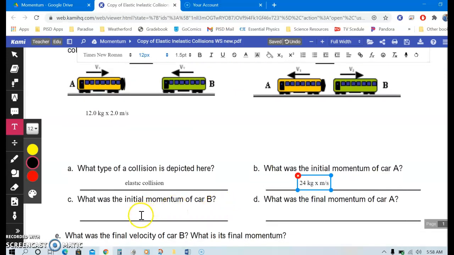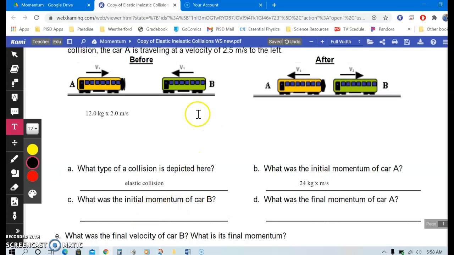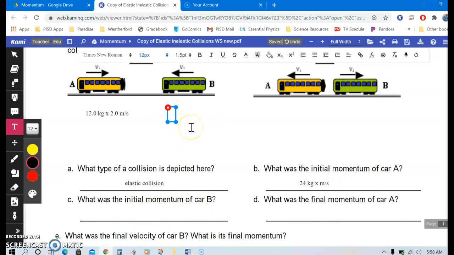All right, now car B was going to be 12 kilograms again. 12 kilograms times its speed, which is 3.0 meters per second. All right, but it's going to the left. Whoops. First of all, that's not O, that was a O. And it is negative because it's going to the left.